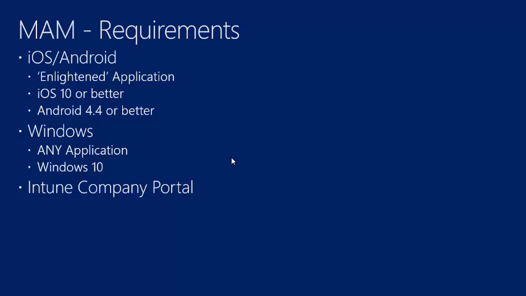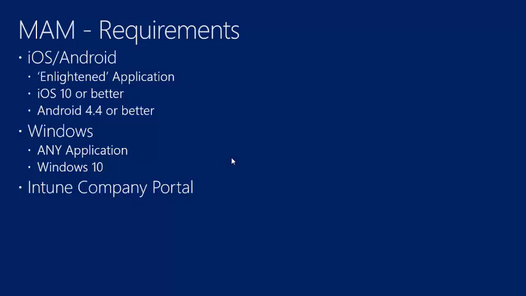Here's what I'll get back into, say it again. What do I mean by enlightened application? Specifically for iOS and Android, if we're going to do MAM, we need an application that supports the different controls that we might want to implement on the app. That's called an enlightened app. There's a couple of different ways to obtain enlightened apps that I'll talk about, but the app essentially has a wrapper around it that will be able to work with the controls and things that we put on it.